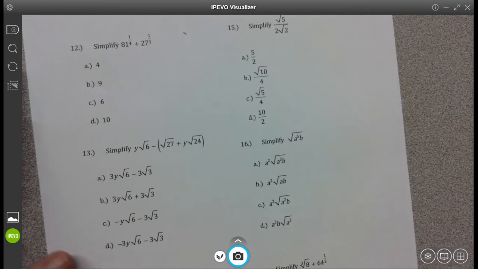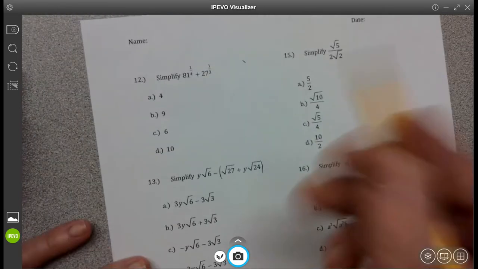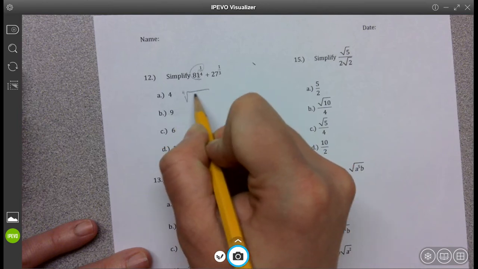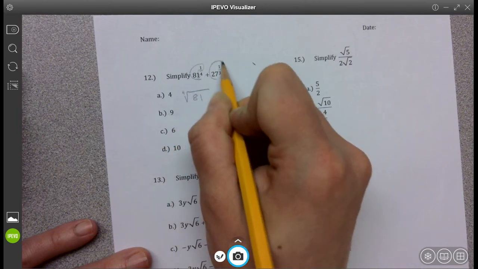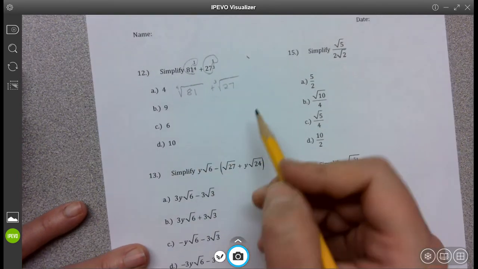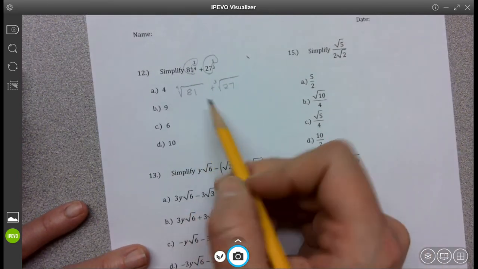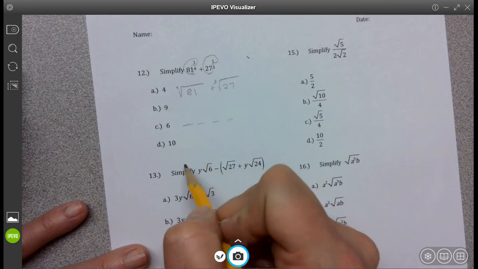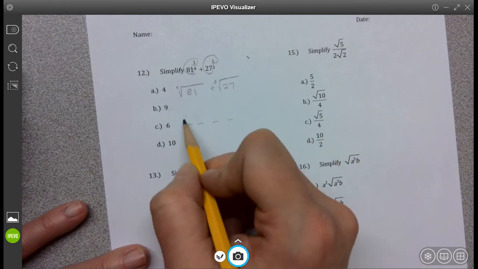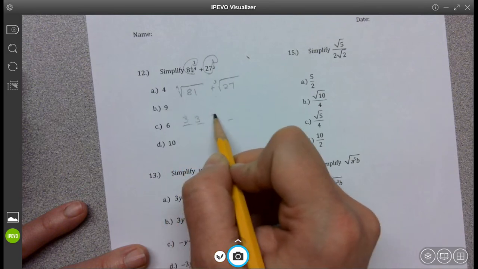All right, number 12. It says simplify. This is saying the 4th root of 81. This is saying the 3rd root of 27. So what number times itself times itself times itself gives you 81? It's not 9 because it's 9 and 9. We need 2 more. Is it 3?